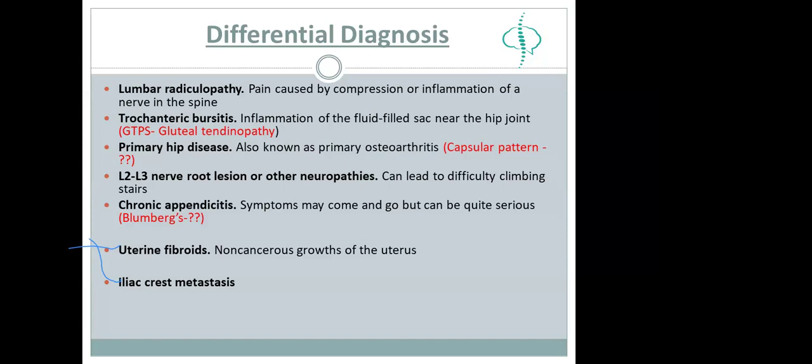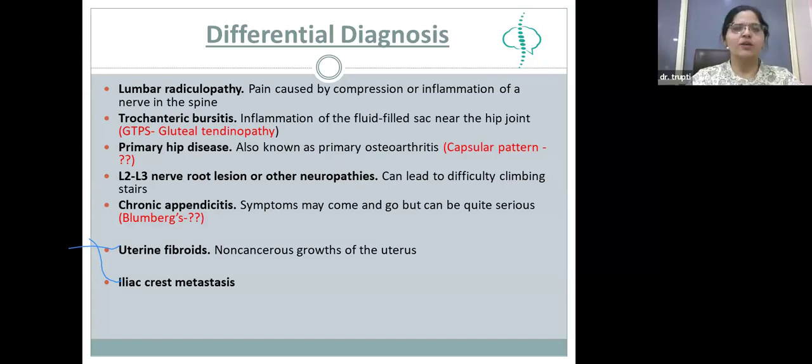Yes. So you have to differentiate and diagnose for lumbar radiculopathy, trochanteric bursitis, hip disease, that is hip OA, nerve root lesions, appendicitis, uterine fibroids, or iliac crest metastasis. Metastasis is again a tumor.